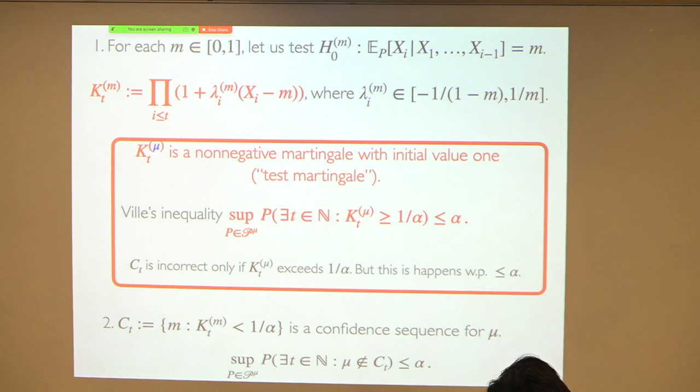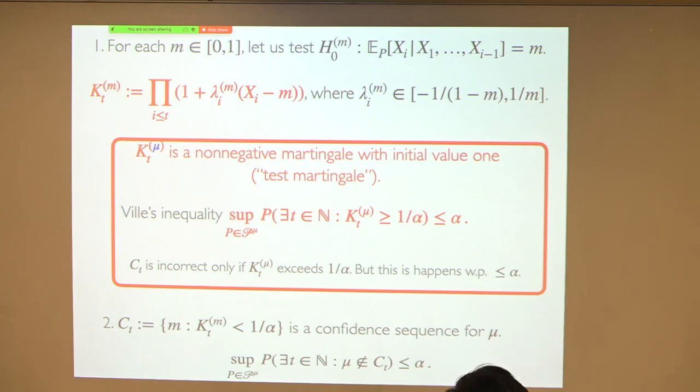It has initial value 1 because I started with $1 in every game. So the only thing that you need to convince yourself is that this is actually a martingale when I plug in mu. Again, I think we saw this yesterday, but otherwise it's super easy to see. The expected value under P of K_t superscript mu given the past, and this is for any P with mean mu.